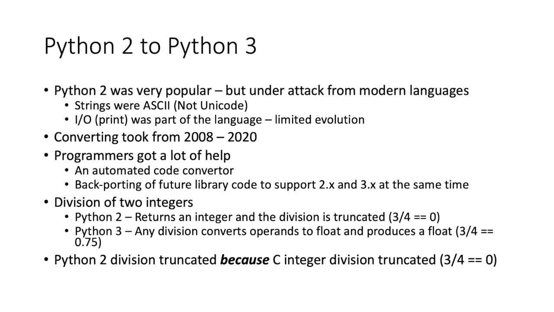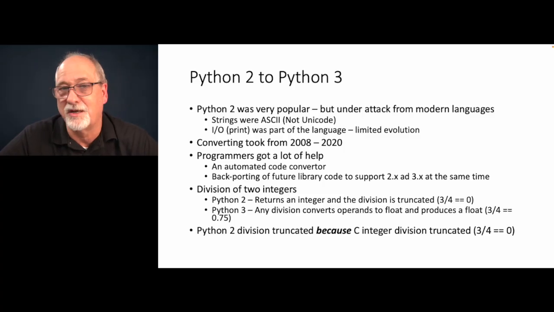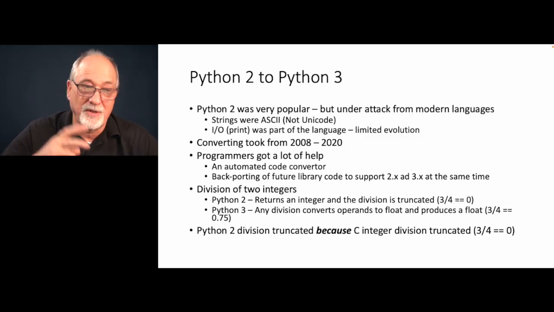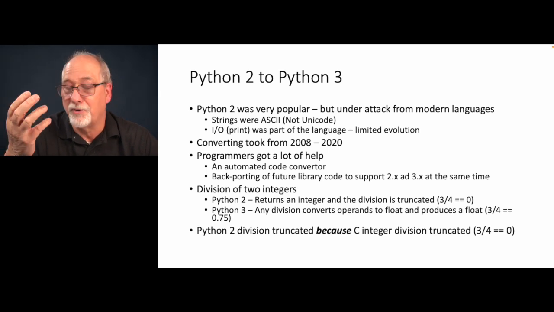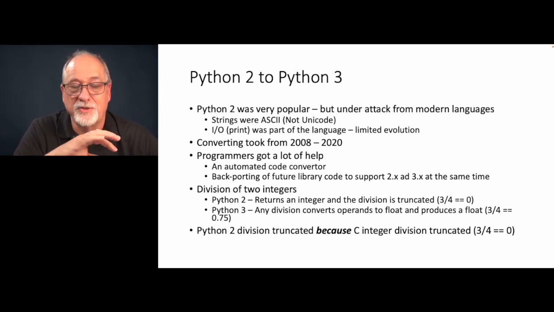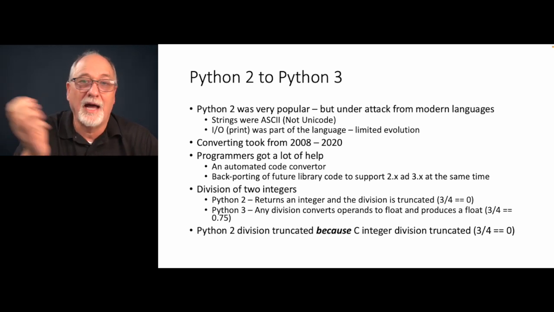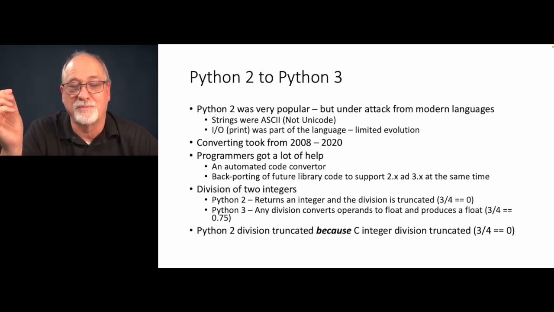The print was part of the language, and the programmers got a lot of help. They got an automated code converter and syntax checkers, and they did all kinds of things where they would take certain libraries like the print function and put it in Python 3, then backport it to Python 2, so you could switch from using the print statement to the print function. There were lots of things that made this transition as easy as possible.